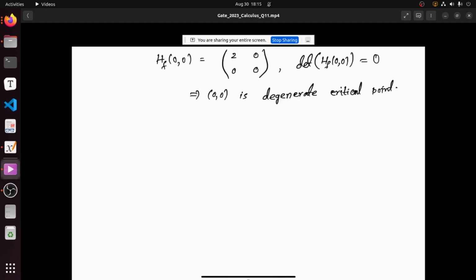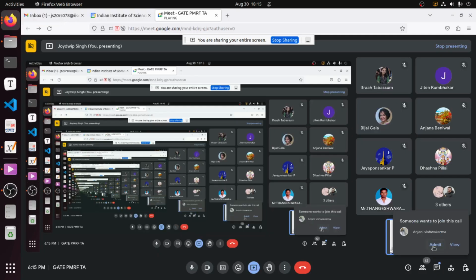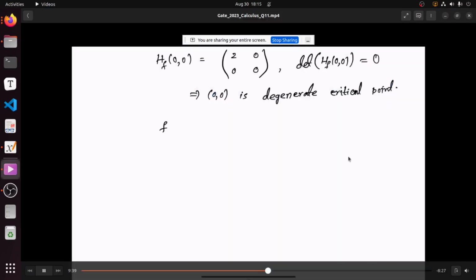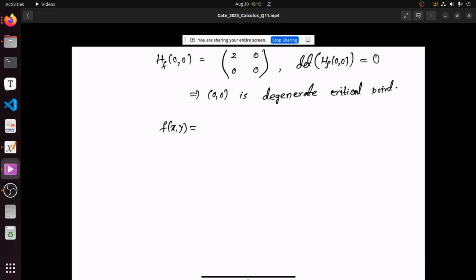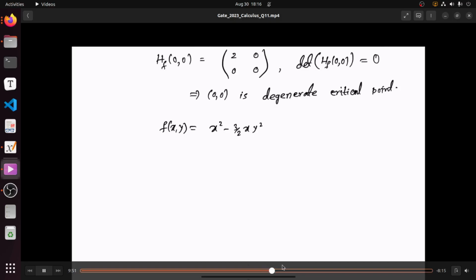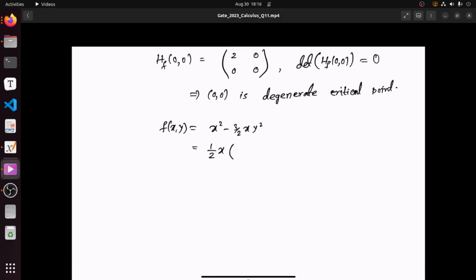So for the degenerate critical point, what is f(x,y)? Remember, f(x,y) is x squared minus 3y squared x, plus y to the power 4 over 2. So you have to analyze this function in a neighborhood of (0,0). So let's write it like this. Take x/2 common, so then it will be (2x minus 3y squared).